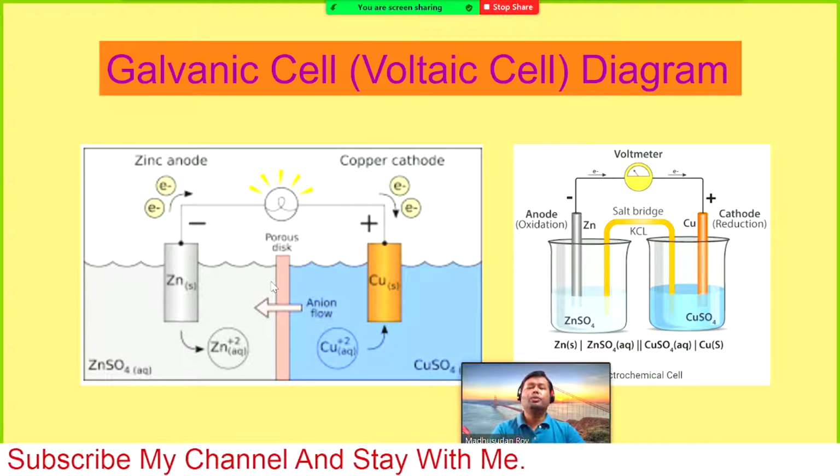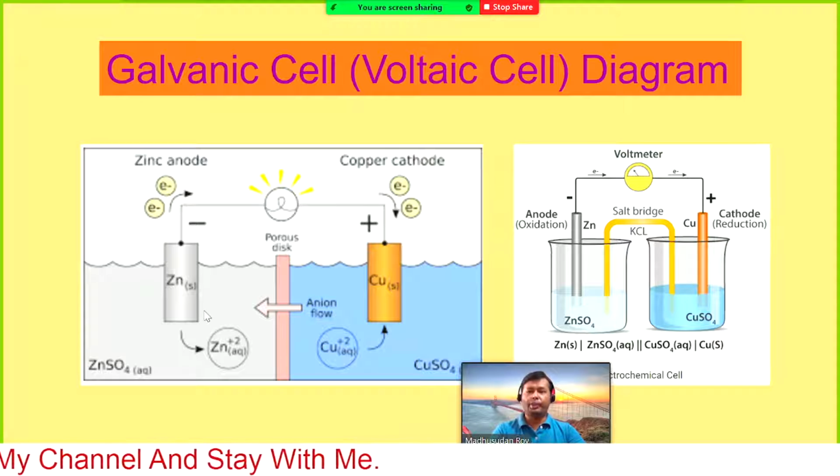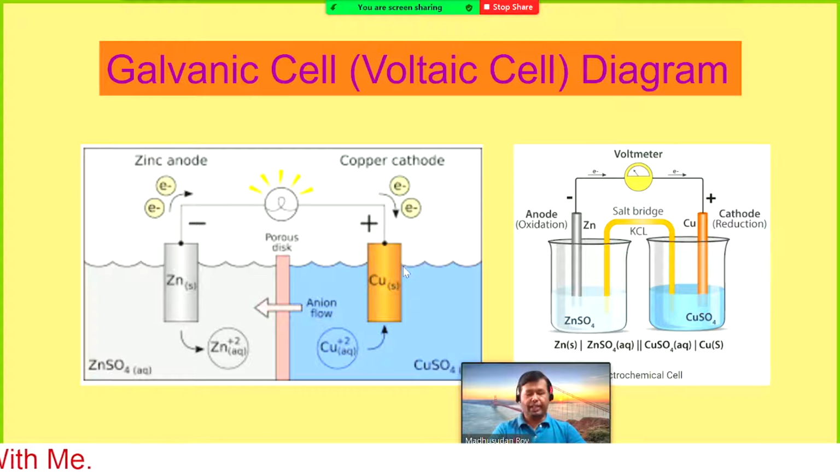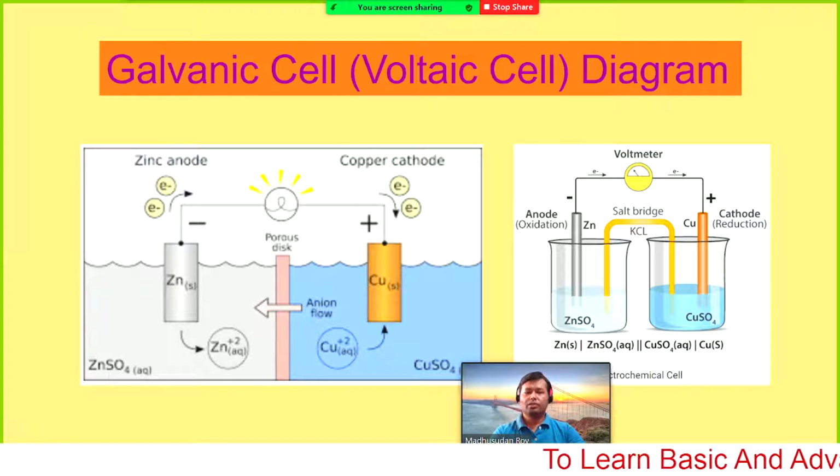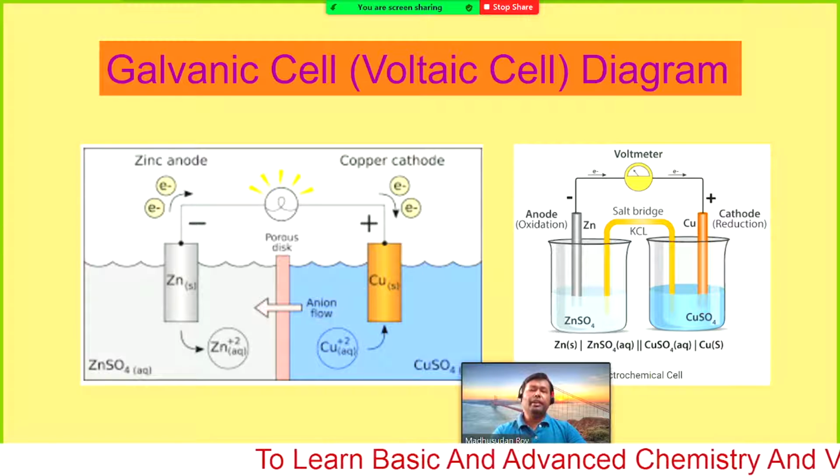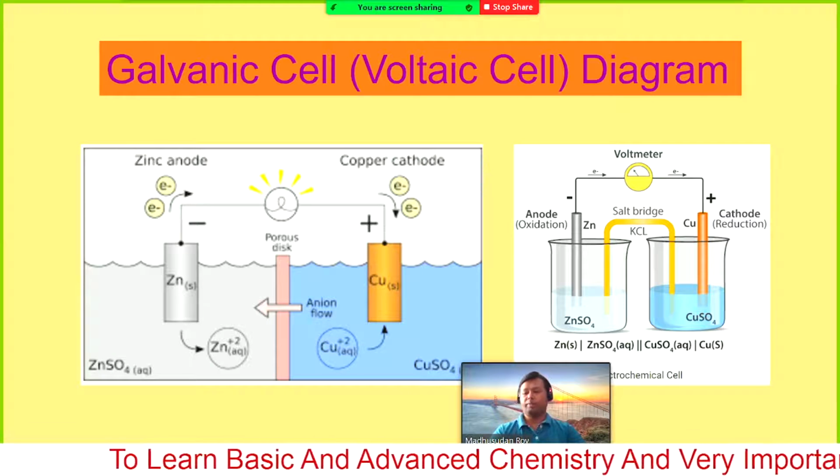Then how can you define which one should be the anode, and why is this one called the anode and that the cathode? Anyone? Anode is connected with the negative charge of the... Yes, that means where the oxidation takes place.